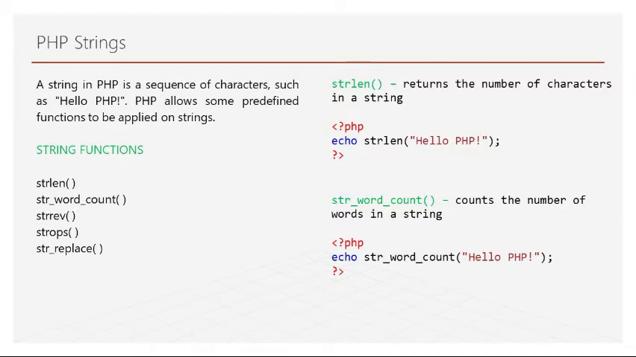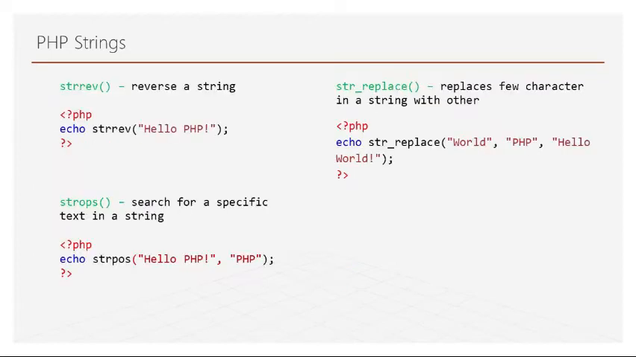str_word_count function. The PHP str_word_count function counts the number of words in a string. strrev function. The function reverses a string. strpos function. The function performs search for a specific text inside a string. If a text match is found, then the function returns the first match character position. Otherwise it will return false. str_replace function. The function replaces few characters in a string with some other characters. We can learn more how to use these string functions in the practical video lectures.